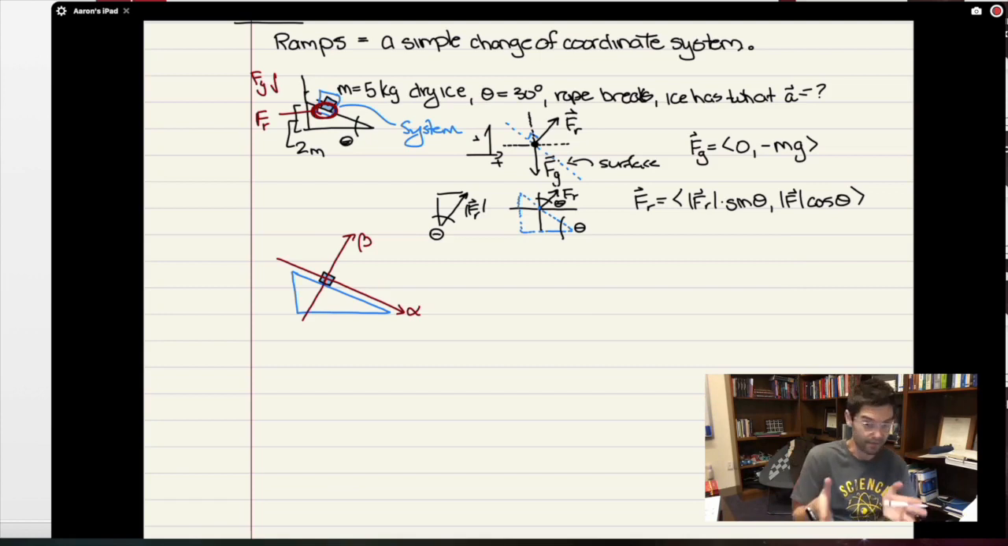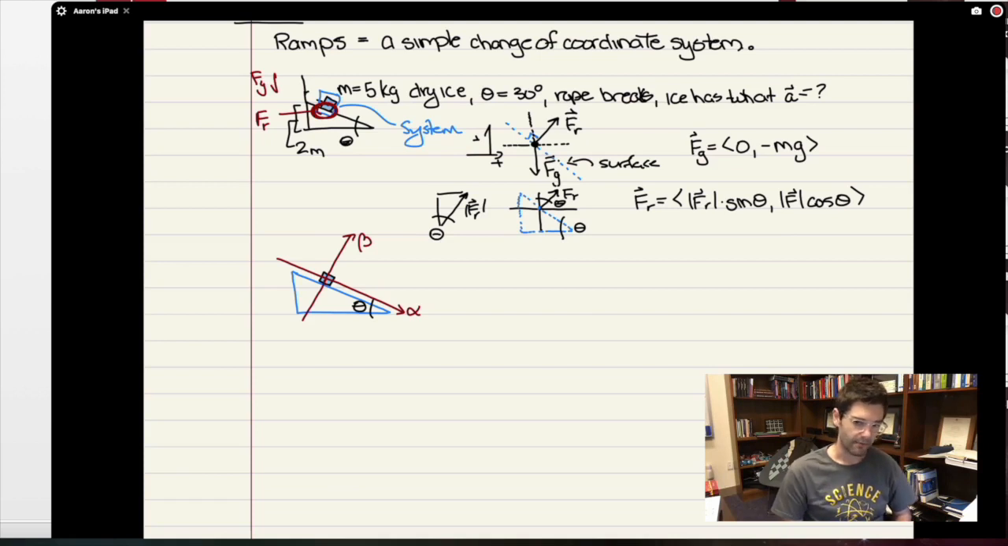In this case, what might make more sense is what's going on along the ramp, because that's actually what we're interested in, and then what's going on perpendicular to the ramp. Again, the nice thing about choosing an axis that goes along the ramp is that I'm essentially turning this into a 1D problem. As long as I can figure out what's going on in the alpha direction, I'm done. And this is theta.